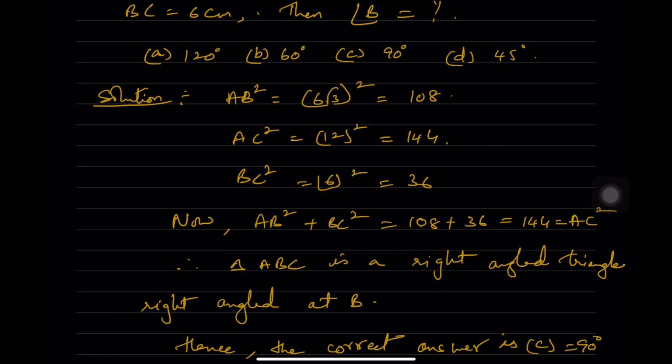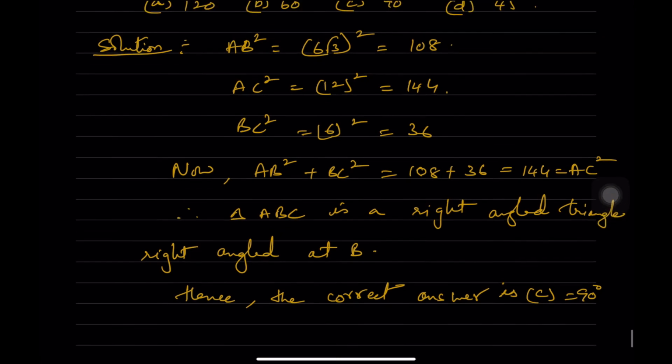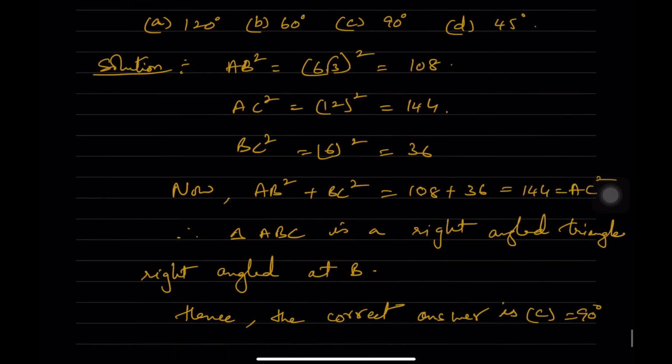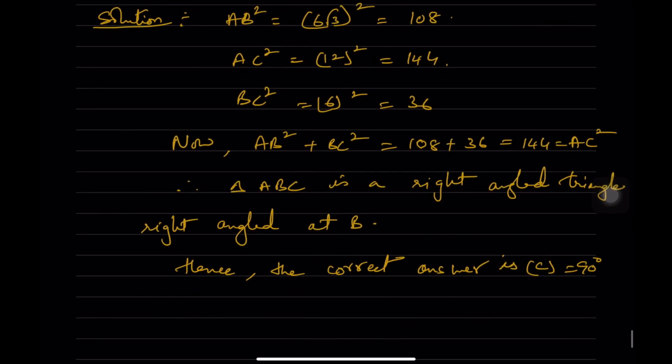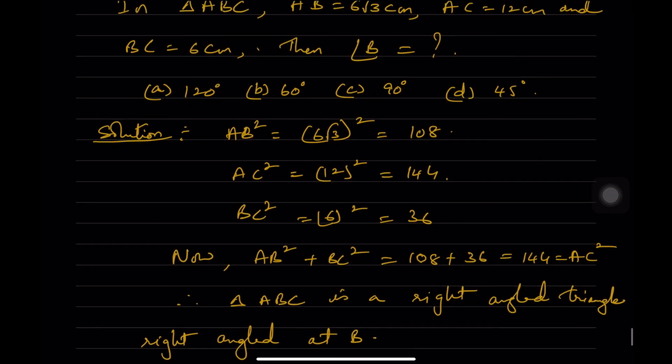So now AB square plus BC square, the smaller sides, we take 108 plus 36, you are getting 144, which is AC square. Therefore triangle ABC is a right angle triangle, with the right angle at B. So the correct answer is C, which is equal to 90.